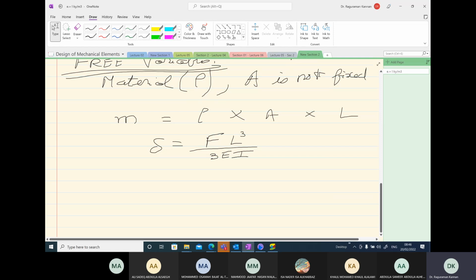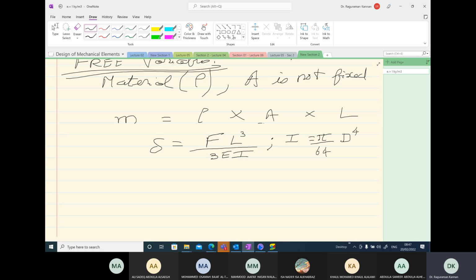Since it is a circular cross section, what is I? Anybody? What is the moment of inertia of a circular cross section? Pi over 64 d power 4. So this is the formula. Now I want to replace I here. This has to be replaced. How do I replace it? I need to get an expression for A here. Okay, so that is the main aim.